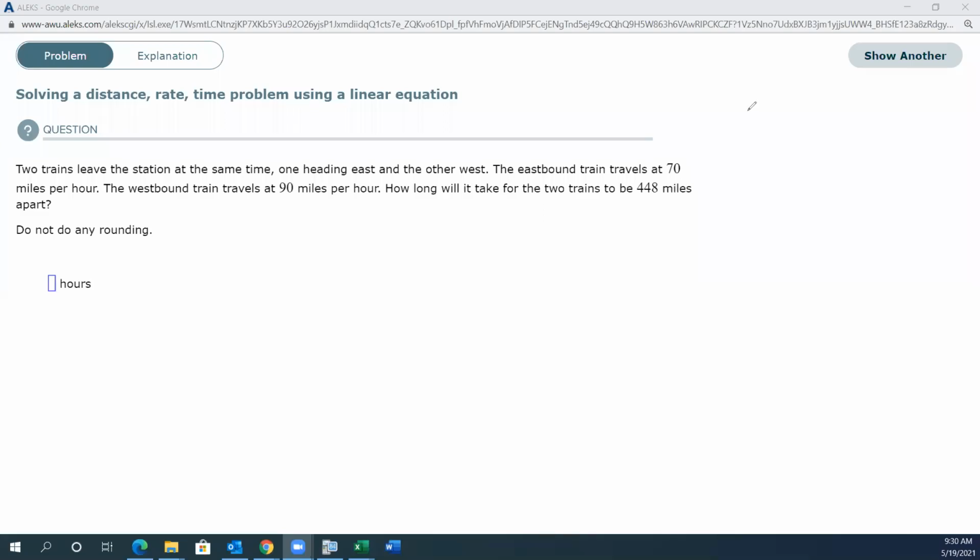All right, so let's do some distance, rate, time problems. So in this problem, we read two trains leave the station at the same time, one heading east, the other west. The eastbound train travels at 70 miles per hour. The westbound train travels at 90 miles per hour. How long will it take for the two trains to be 448 miles apart?